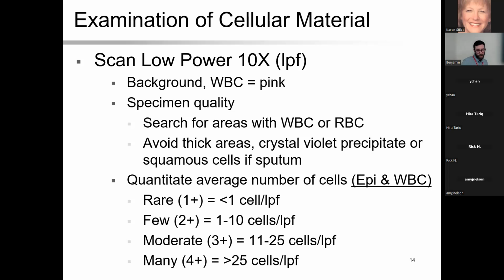And then we're going to quantitate those things. LPF is low power field, that's your 10x. So if you see one white blood cell per low power field, you're going to say rare, and then our quantitation goes up from there.